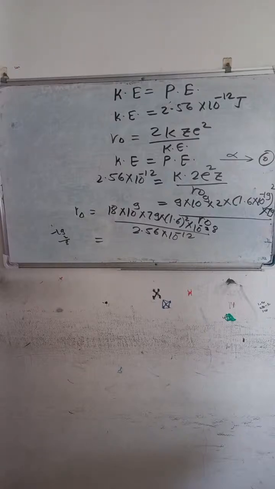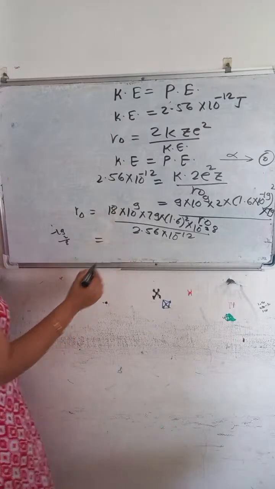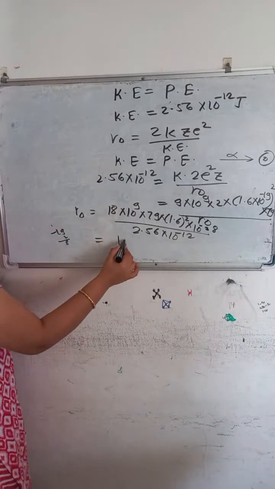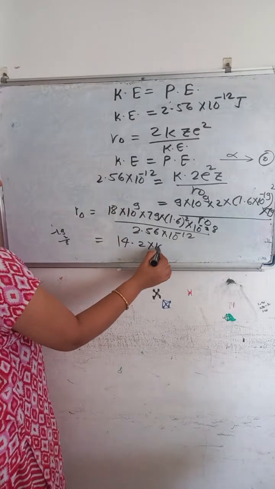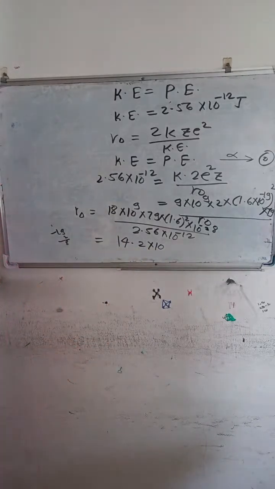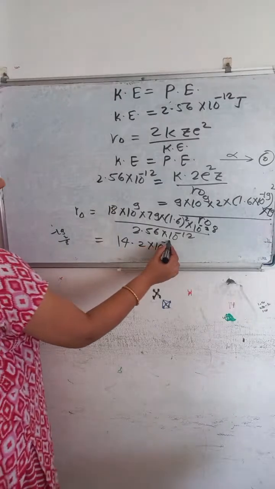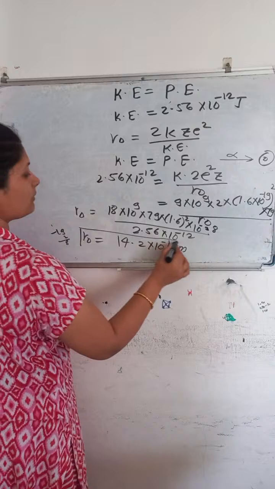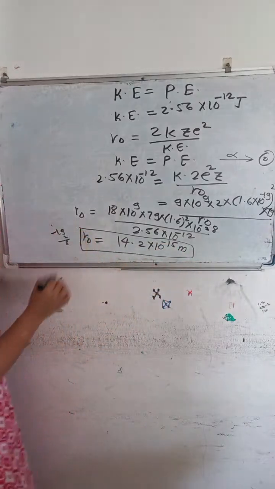Initially we have an alpha particle here. If you do this calculation, R naught we get approximately 14.2 into 10 raised to minus 15 meter. This is the value for R naught.